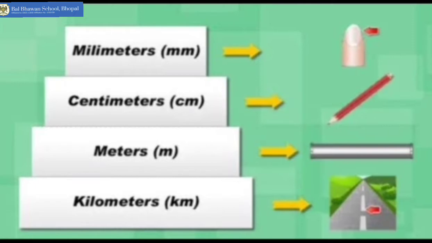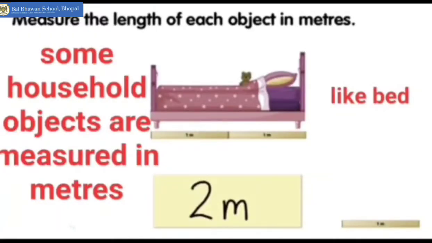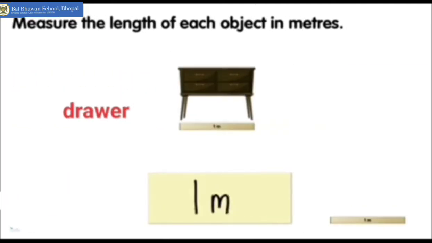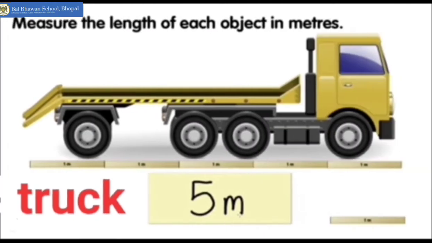Let us see what are the different things which can be measured using centimeters, meters and kilometers. Some household objects are measured in meters. For example, a bed, drawer, a truck. It is not a household object, but of course you can measure the length of a truck in meters.